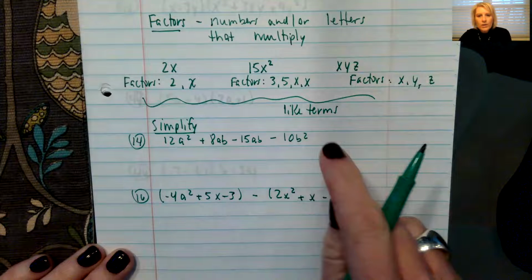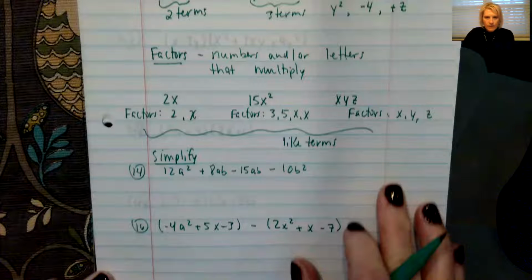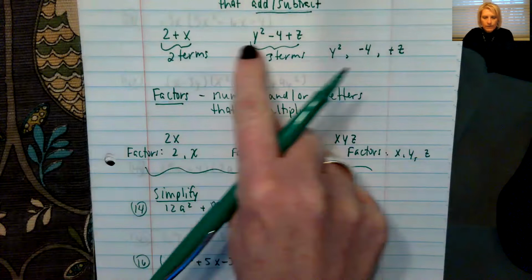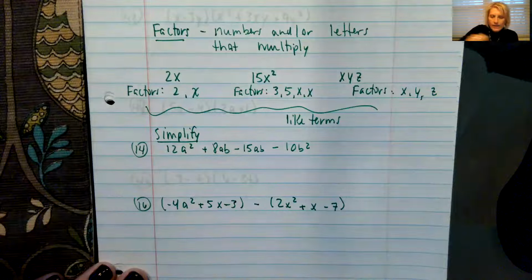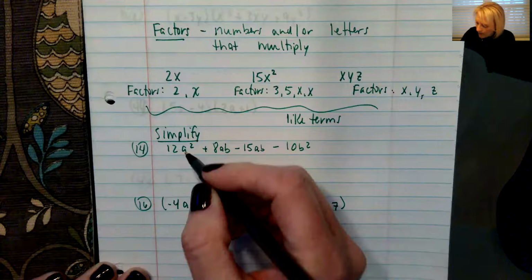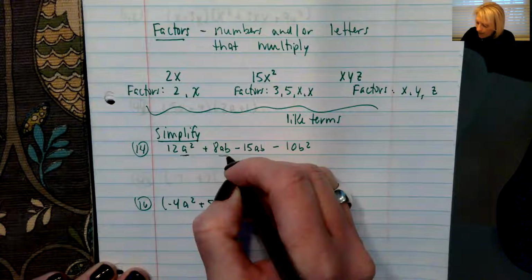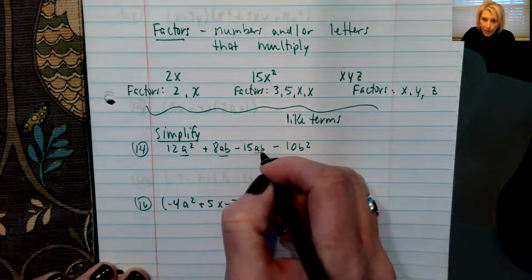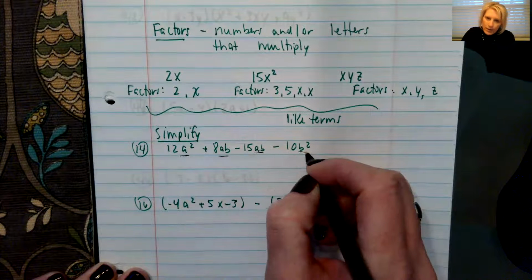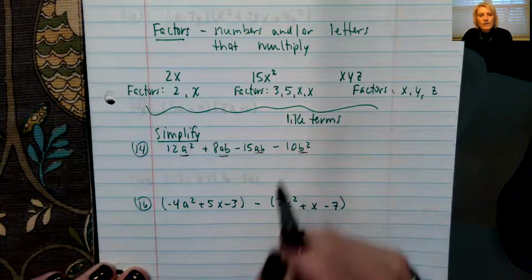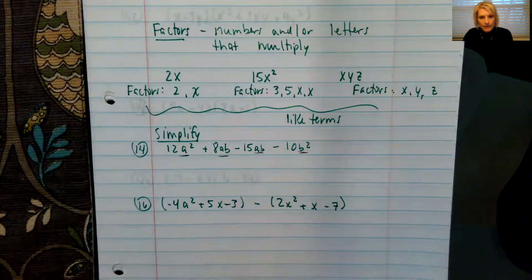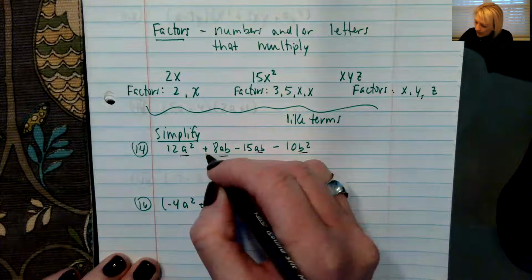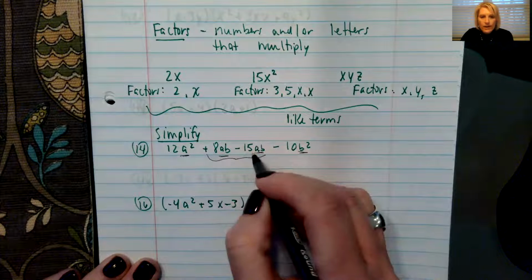And remember, terms are things that add or subtract, right? So I'm just going to go through and identify the family that we have here. We have the A squared group, we have an AB group, we have another AB group, and then we have a B squared group. So the ones that are the same groups can be combined, which means they can add or subtract. So those are the only ones that are like terms.